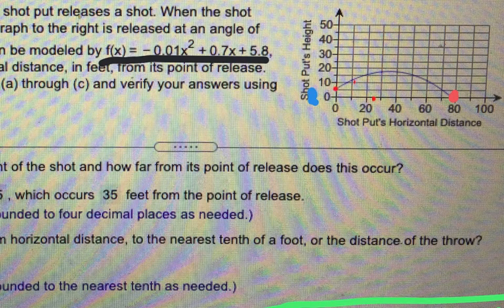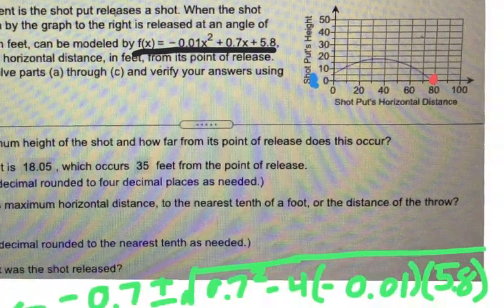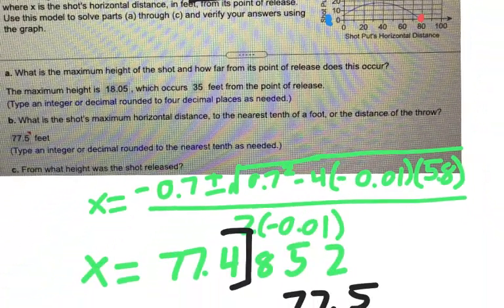And so I can tell the y-intercept of my quadratic is always this constant at the end. So again, if I plug in 0 for x, this term is going to cancel and this term is going to cancel, leaving me with 5.8. So my y-intercept would be 5.8. And that would be the answer to the last one, the height it was released.